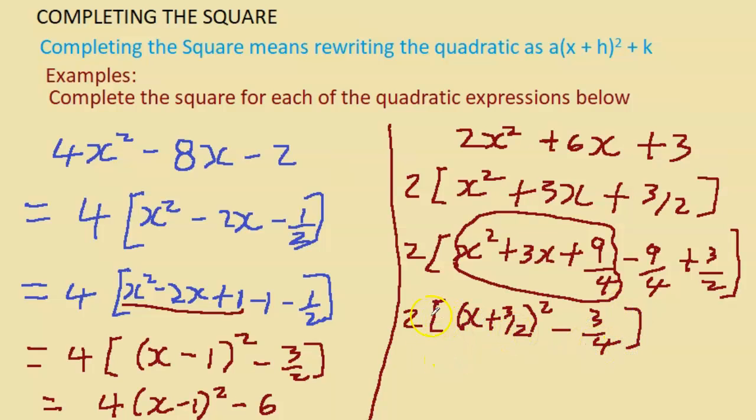And then now we can redistribute the 2. So 2 times the bracket there. And 2 times minus 3 over 4. That's what? Minus 6 over 4. Or we say minus 3 over 2. Okay, so that's it.